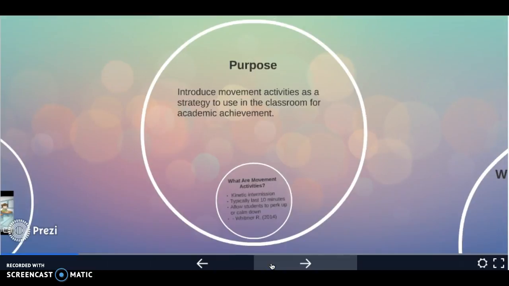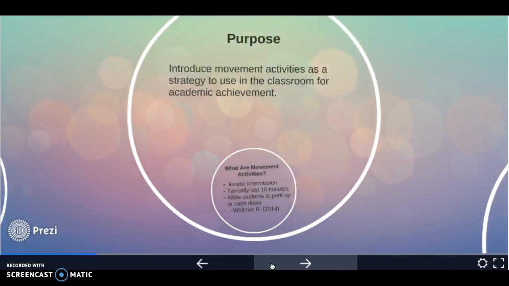So the purpose of this PD is to introduce movement activities as a strategy to use in the classroom for academic achievement. People often are not aware of this new strategy to use in the classroom. The students are often glued to their seats until special or recess. Sitting for that long isn't age appropriate for an effective learning environment at the elementary level. This strategy helps to keep your students alert and focused upon completion of the exercise.